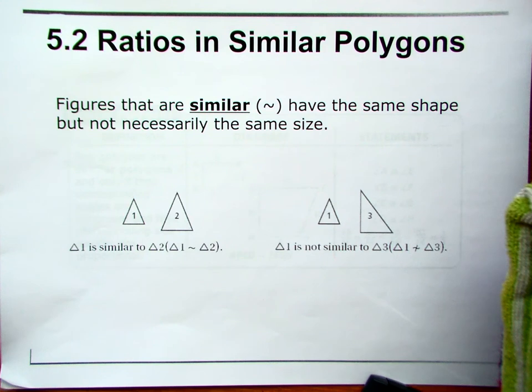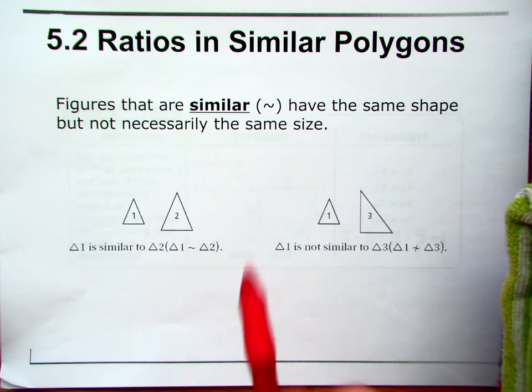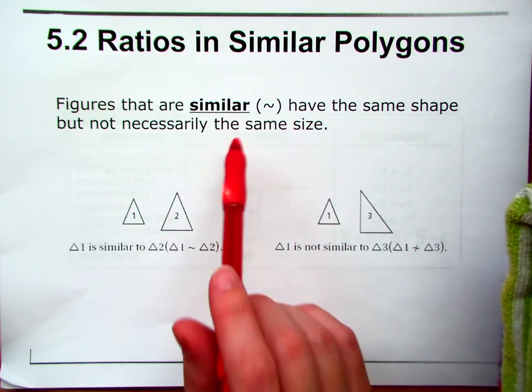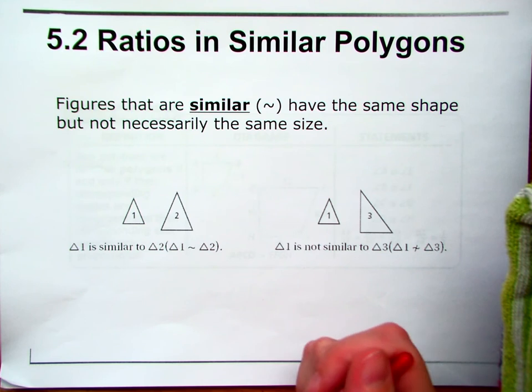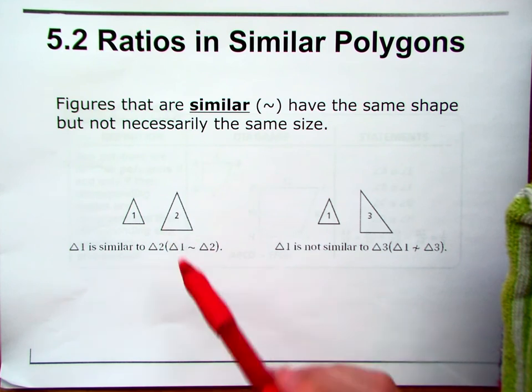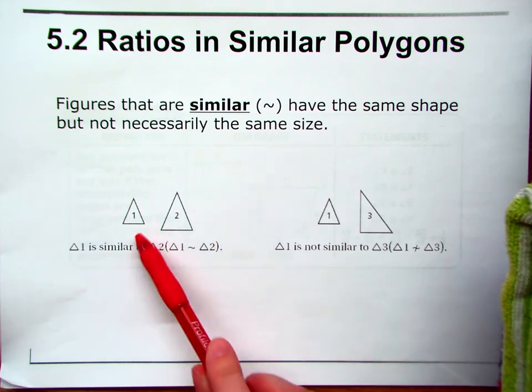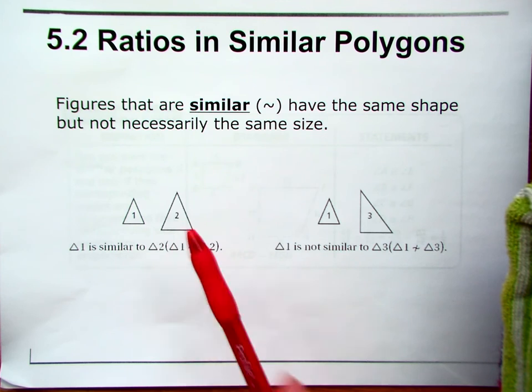This lesson is on similar polygons and dealing with the ratios. The main thing that you're looking for is if polygons are similar, they're going to have the same shape, but they're not necessarily going to be the same size. They can be the same size, but they're not necessarily going to. So if you look at this one here, it gives you a basic idea.